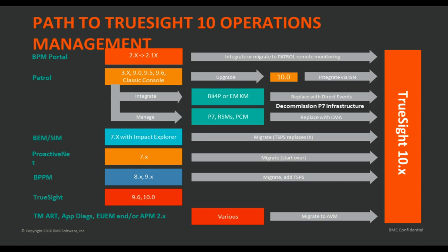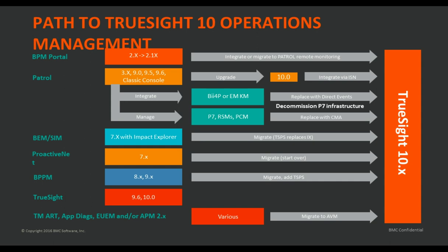BPPM 8.x or 9.x, again, the suggestion is to migrate to new servers. You're going to add the presentation server. That's the big difference between BPPM and TrueSight. But if you're at a version before, I'd say 9.6, probably even before 10.0, you're better off installing new servers, starting over, and just migrating over all of your event management and monitoring configurations. If you're on TrueSight 9.6 or 10, you have the option of an in-place migration, or I'm sorry, an in-place upgrade. With 10.0, that makes more sense.